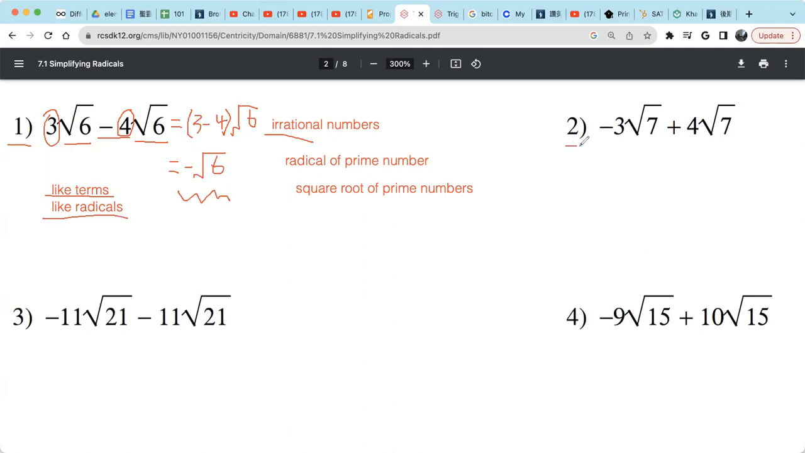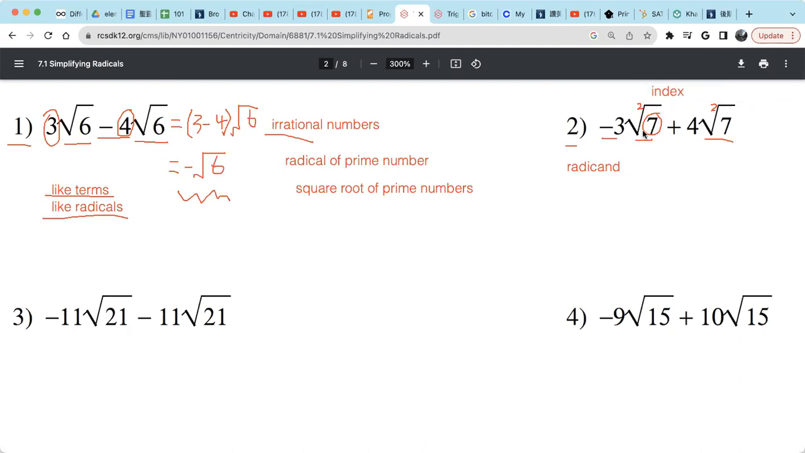Let's see 2. So we have a radical 7, like radicals. Like radicals means the radicands are the same. Radicand means the number under the radical sign, called a radicand. And the index are the same. So where's the index? The index is a little number here. But if the number is 2, we just don't write it. So by default, if no index, the index is 2. And we call this number index.